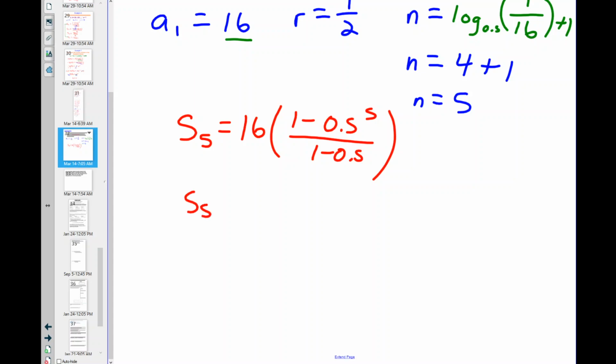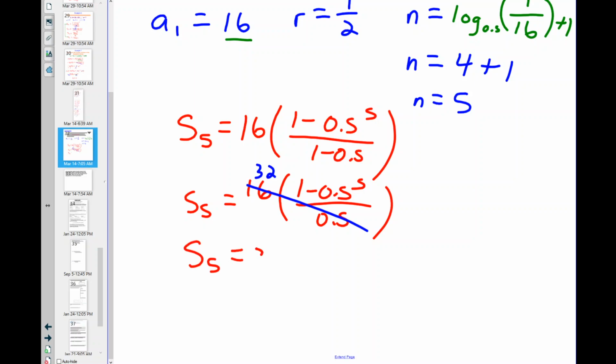Actually, let's just do that out here just to save time. If you want, you could even do this to make it a little bit easier. This here gives me 0.5. What's 16 divided by 0.5? 16 divided by 0.5 is 32. So if it makes it easier to put in your calculator, you can also put this 32, 1 minus 0.5 to the 5th. What do you get?